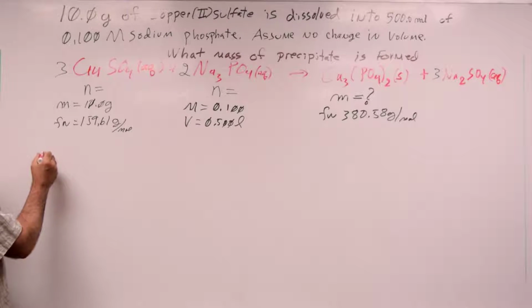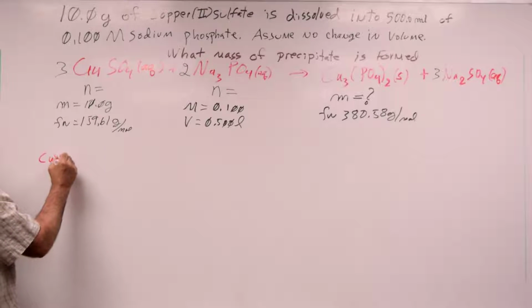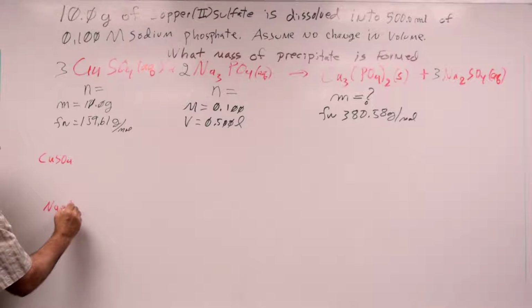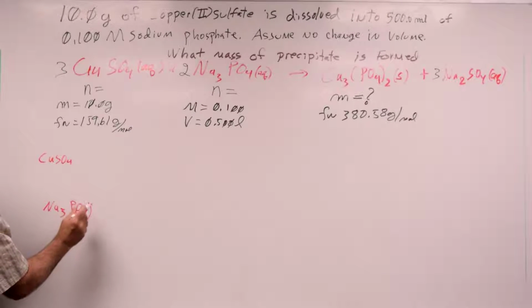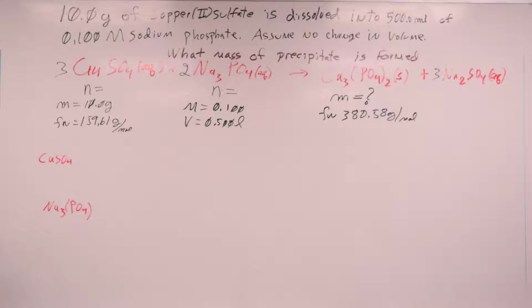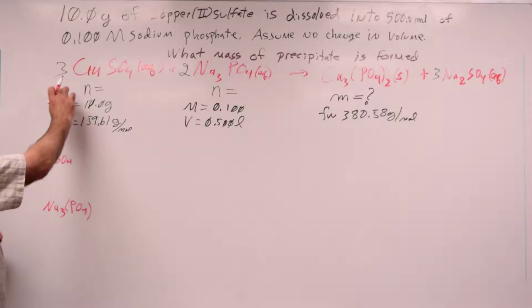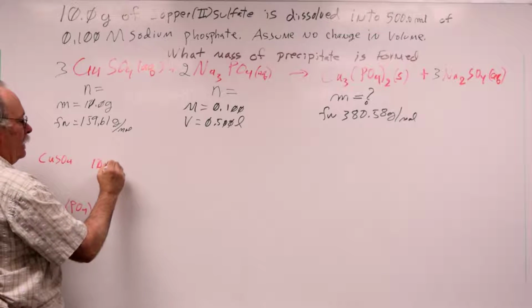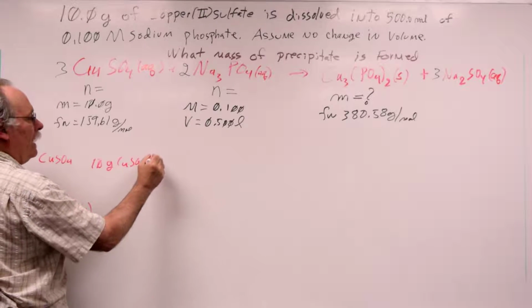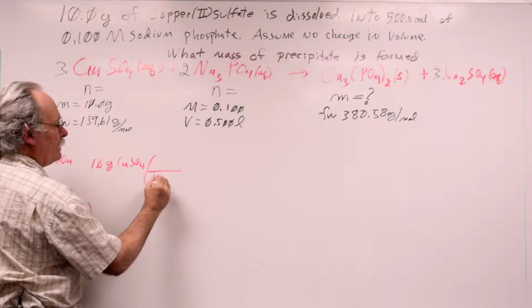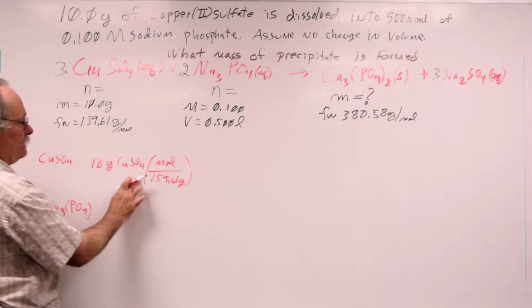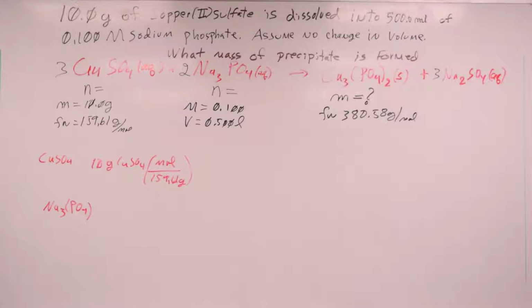Now I'm going to go over here and act as if the copper sulfate was the limiting reagent, and below here I'm going to act as if the sodium phosphate was the limiting reagent, okay? Now, how many moles of this do I have? I have 10 grams of CuSO4, and it has a molar mass of 159.61 grams per mole, and this would tell me how many moles of copper sulfate I have.